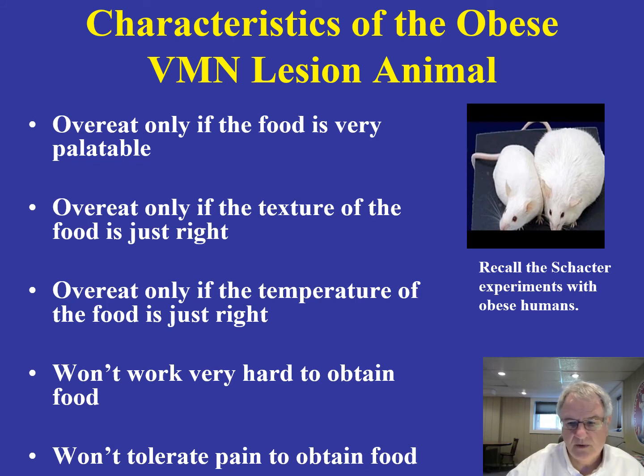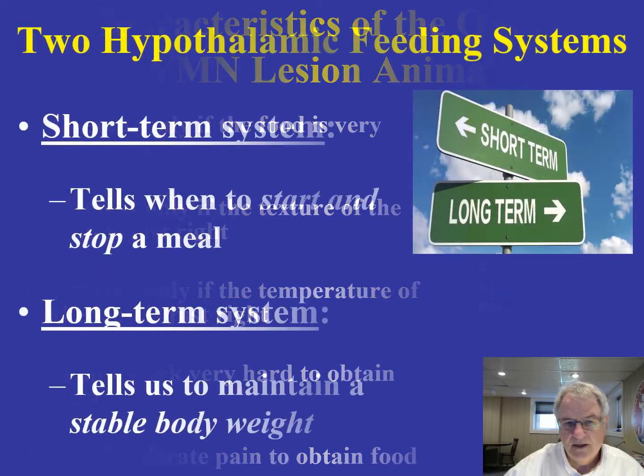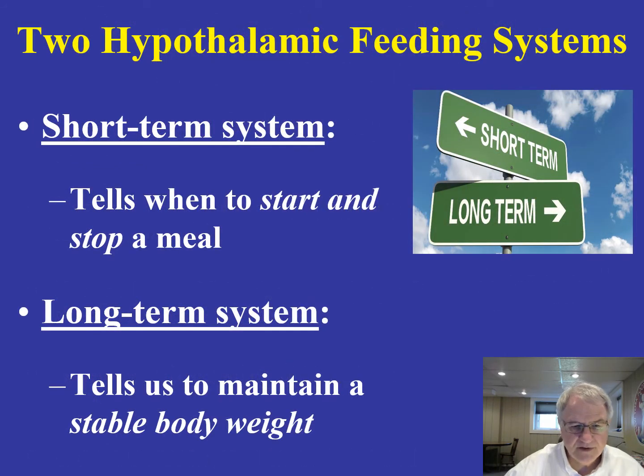animals. These animal models have proven to be very important in terms of helping us to understand this aspect of motivated behavior. There's a short-term system and a long-term system in terms of the hypothalamus and its involvement in our eating behavior. The short-term system tells you when to start and stop a meal. The long-term system is involved in maintaining a stable body weight. So we need to know a little bit about those two systems.